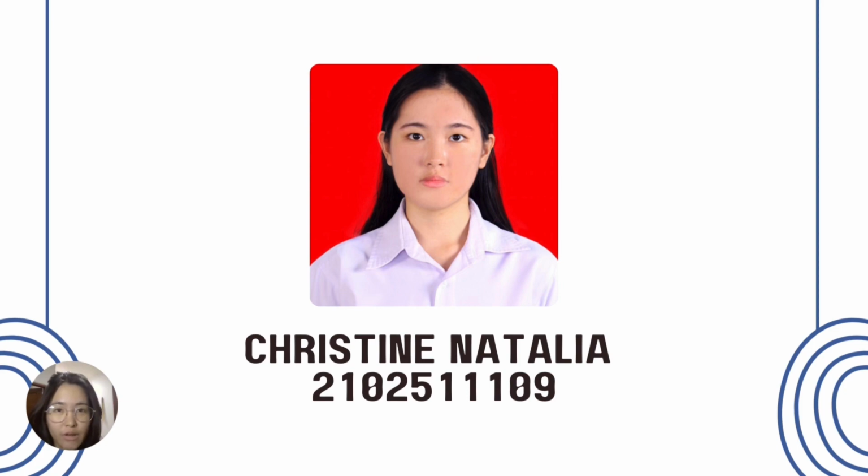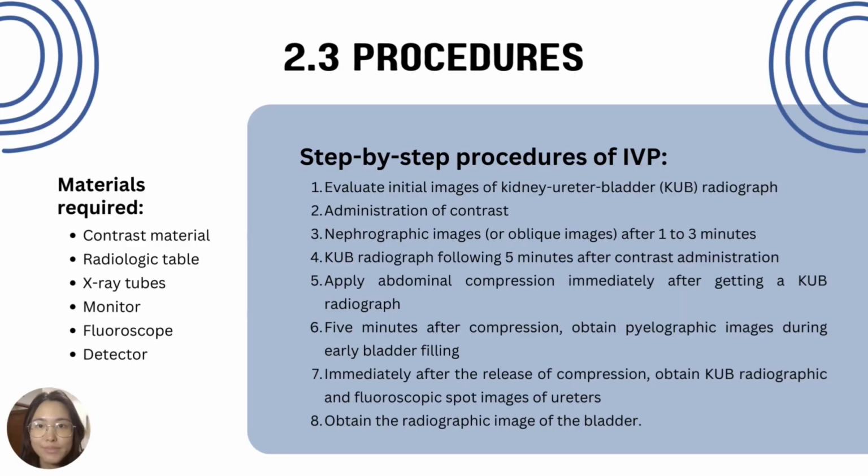And now I'm going to present the procedure of IVP. There are some materials required for the IVP procedure: contrast material, radiologic table, X-ray tubes, monitor, fluoroscope, and detector. The step-by-step procedure of IVP is to evaluate initial images first from the kidney, ureter, and bladder radiograph, and then administer the contrast into the body, and evaluate the nephrographic images or oblique image after 1 to 3 minutes.